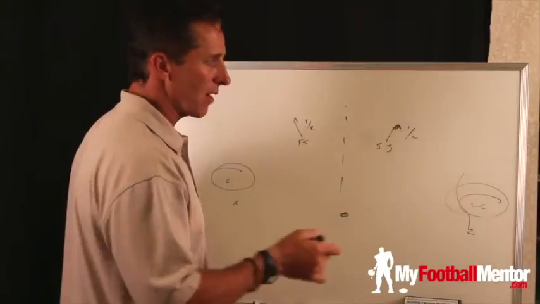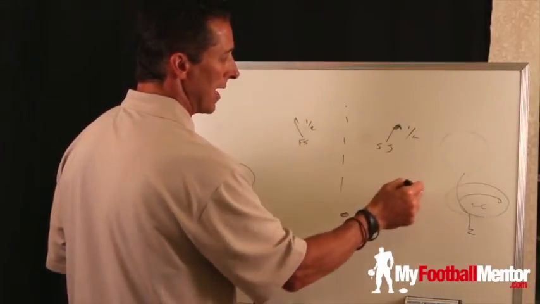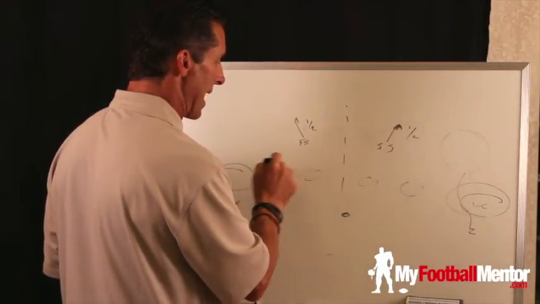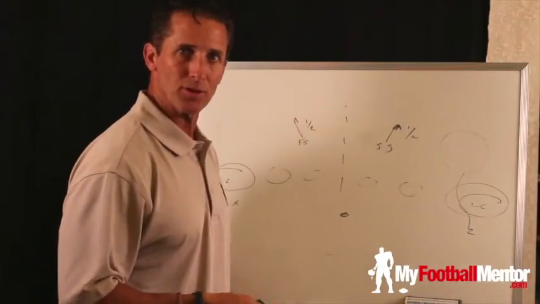The weak spots in cover two are going to be this hole here and every hole that's in between linebackers, based on where their drops are. So that's cover two.